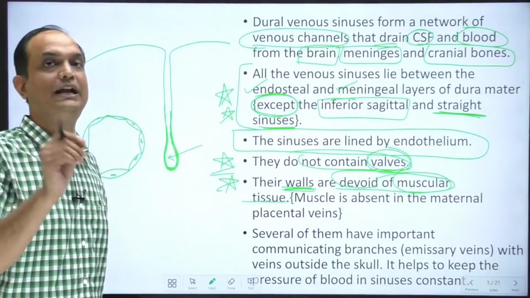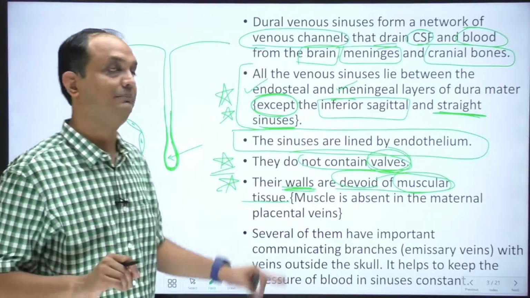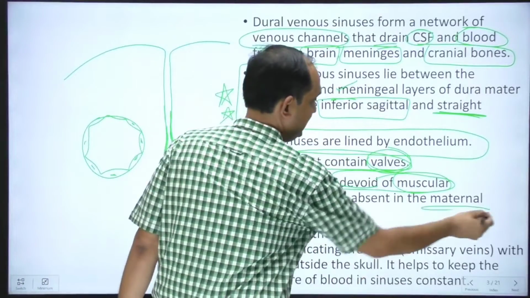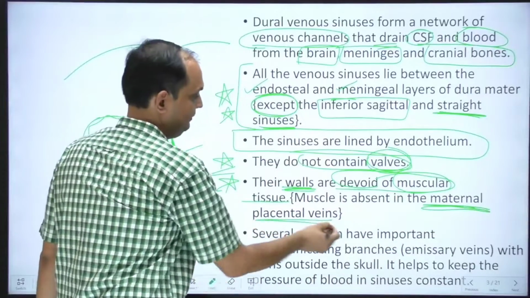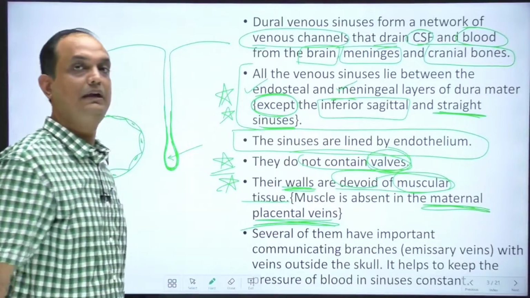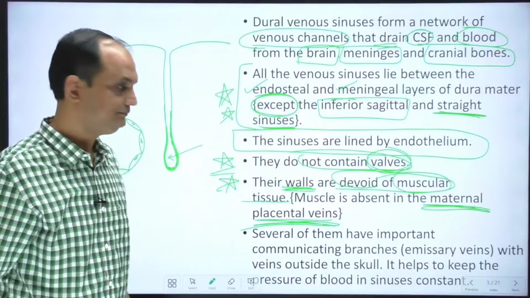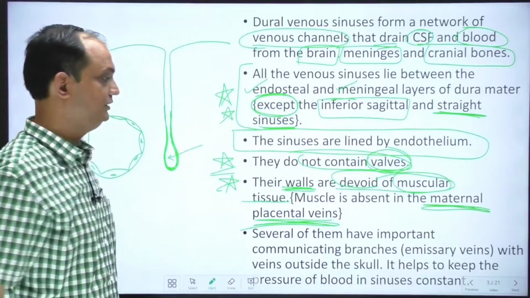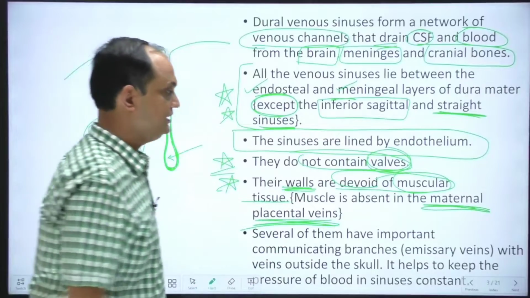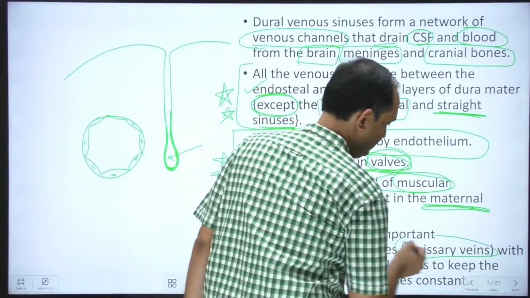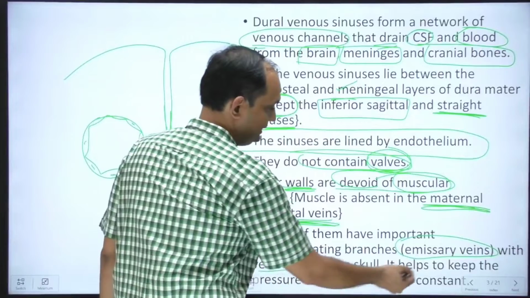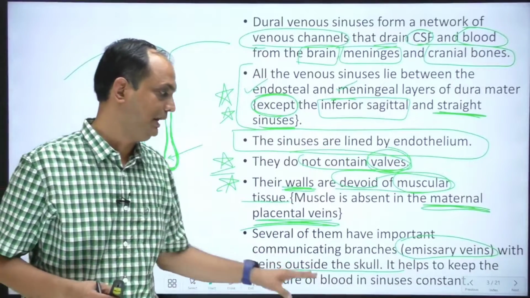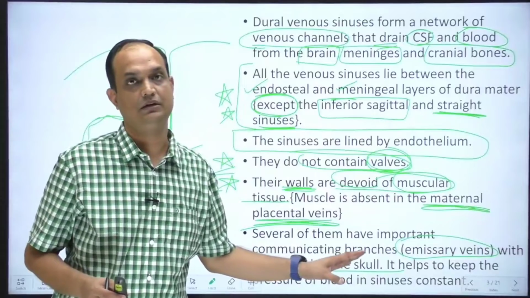Now there is one more example where you don't have the muscle in the vein, and that is known as maternal placental veins. Clear? Several of them have important communicating branches, which are known as emissary veins, with veins outside the skull. It helps to keep the pressure of the brain in the sinus constant.